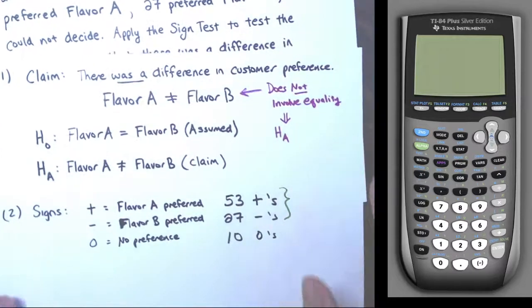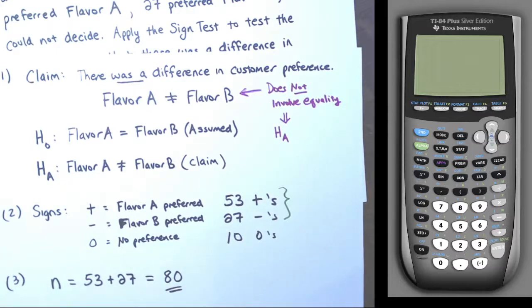So part 3 was, what's the value of that n? It's 53 plus 27, just the number of signs that are not 0, the number of pluses and minuses. So that's 80. So n is 80. Now that's not going to be on my table. That's greater than or equal to 25.